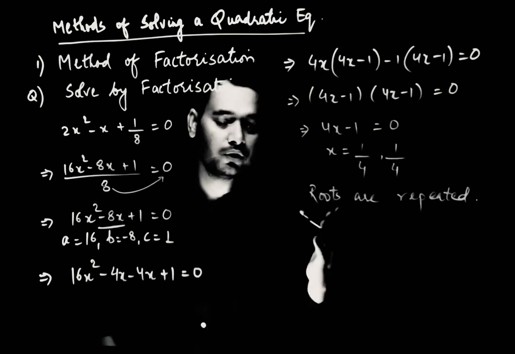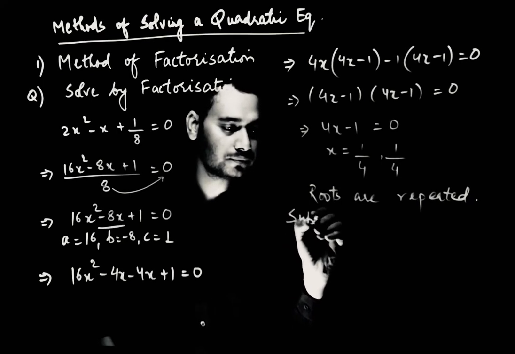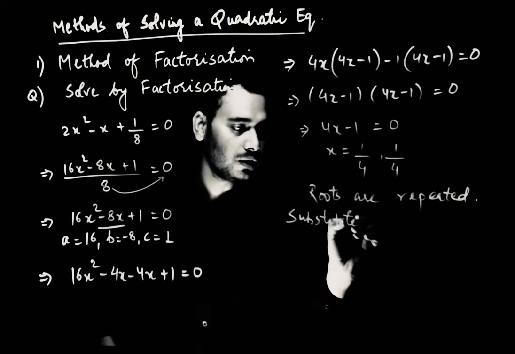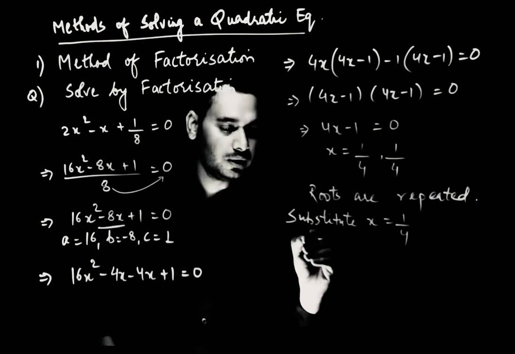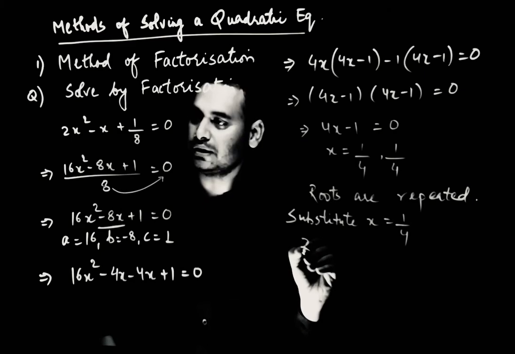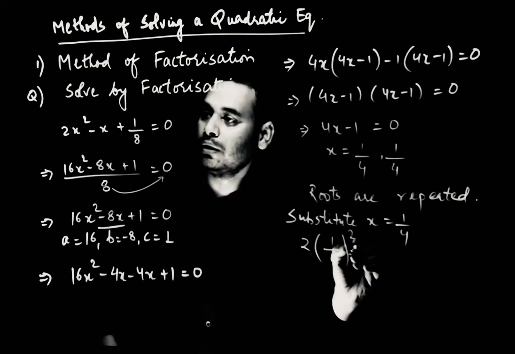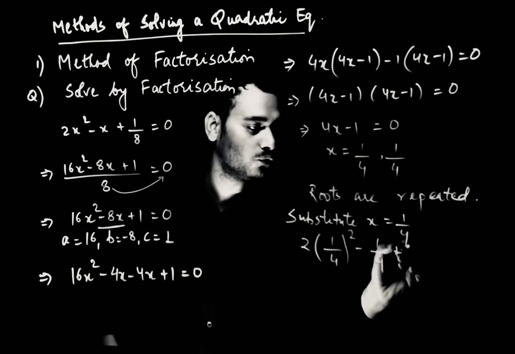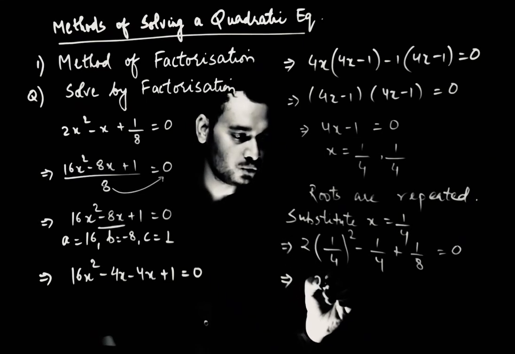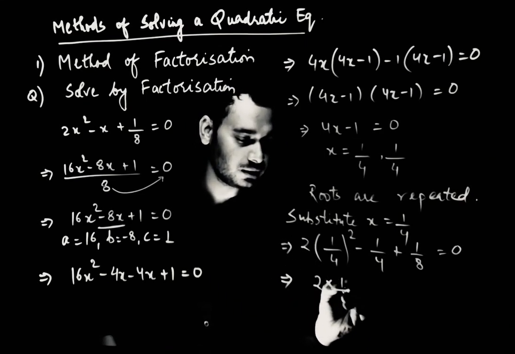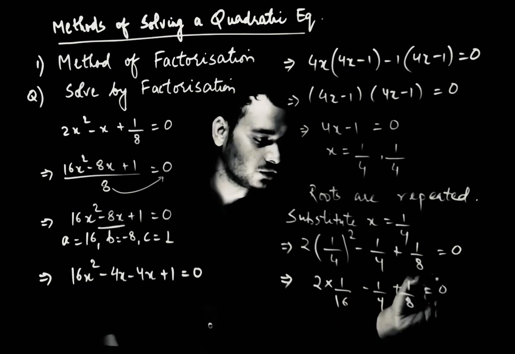Now how to check whether your answer is correct? What you can do is substitute x equal to 1 upon 4 in the quadratic equation, and if it satisfies, then your answer is correct. So it will be 2 times 1 upon 4 whole square minus 1 upon 4 plus 1 upon 8 is equal to 0. Then 2 times 1 upon 4 square is 1 upon 16, minus 1 upon 4 plus 1 upon 8 is equal to 0.